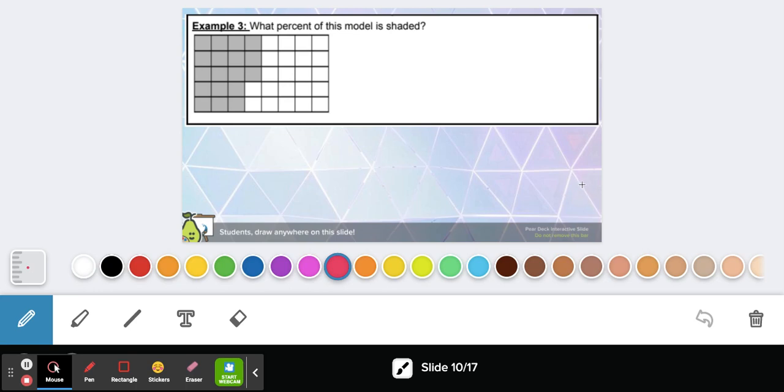Okay, so for this one, I'm going to show you guys something a little bit different, okay? So here I have this model and we need to find the percent of it. So what I'm going to do, I'm going to keep that same color, that's fine. I'm going to find my part over total, P-A-R-T, over my total.